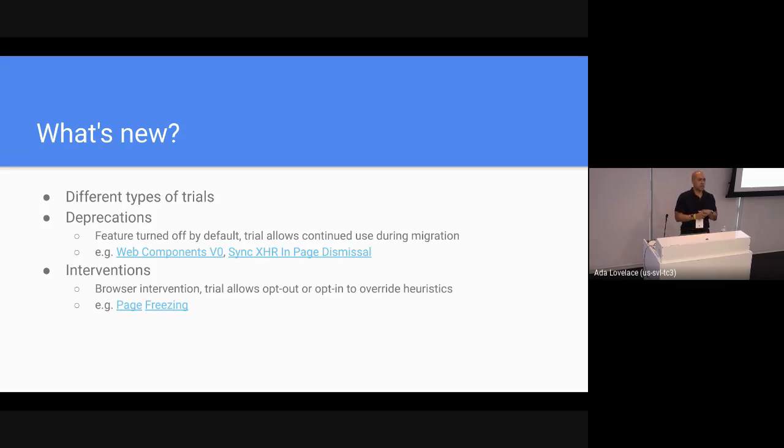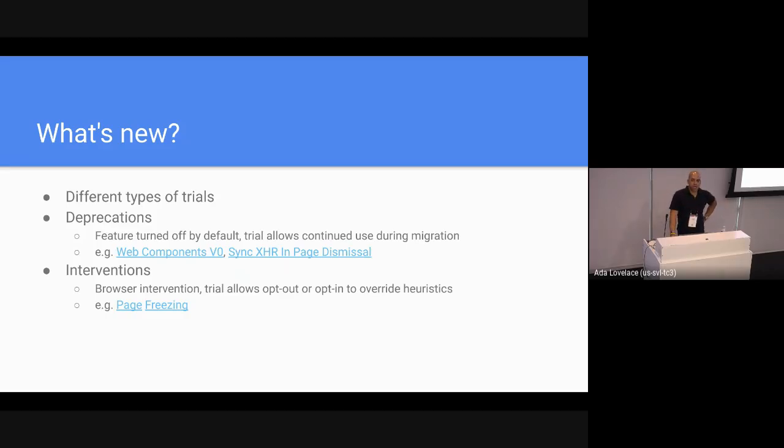The other thing now is for interventions. Very recently, they launched a page freezing intervention, which is heuristic based to say, this tab looks like it's in the background, it's not doing anything, can we freeze it? And there we now have an opt-in and an opt-out. So maybe a site finds out the heuristics break, even though they've done a lot of work to make sure the heuristics won't break anyone. So you can opt out and say, no, please don't. You can also opt in if you think, wow, this really shouldn't affect me. Now I can force the intervention on and try it with my site to make sure.